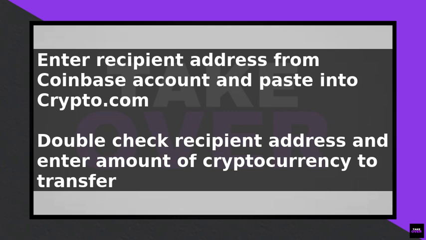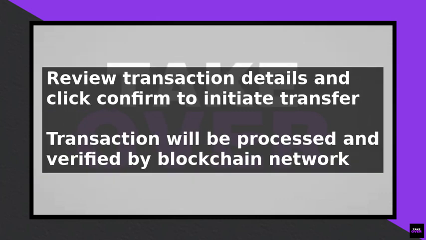Go back to your Crypto.com account and paste the Coinbase address into the recipient field, making sure to double-check that the address is correct. Enter the amount of cryptocurrency you want to transfer, and select the network fee, which is the fee that Crypto.com charges to process the transaction. Once you have reviewed the transaction details, click Confirm to initiate the transfer.